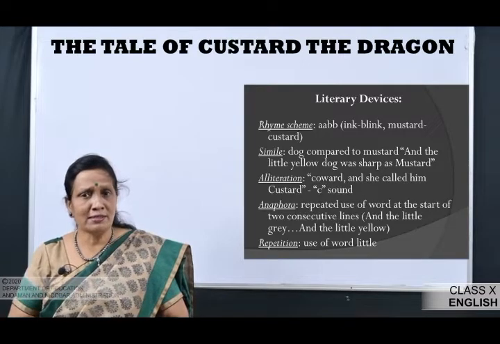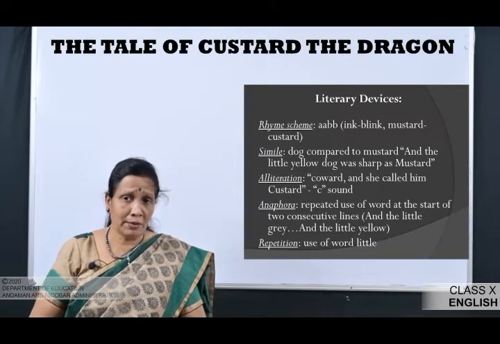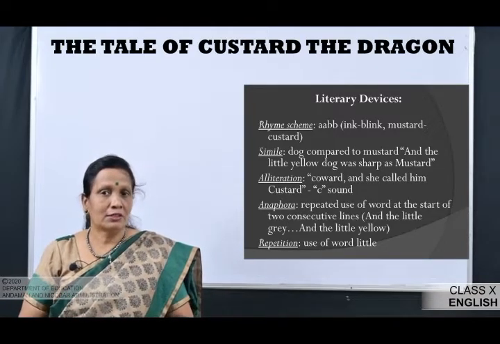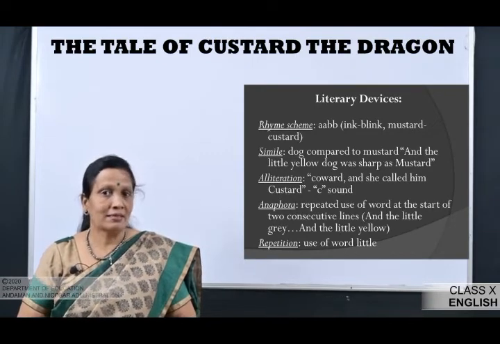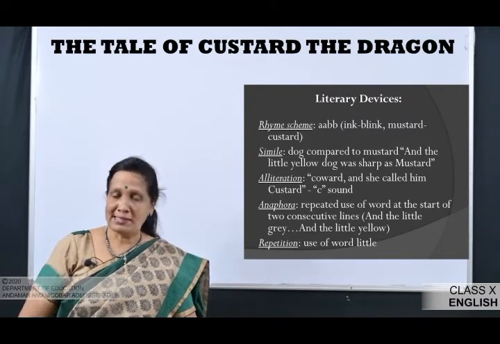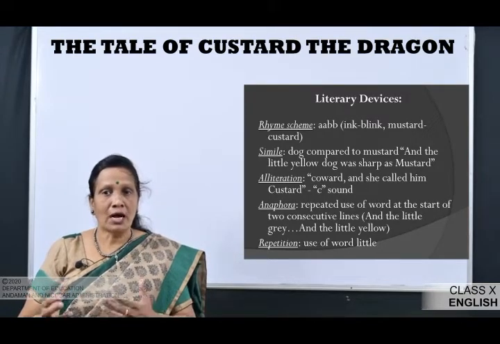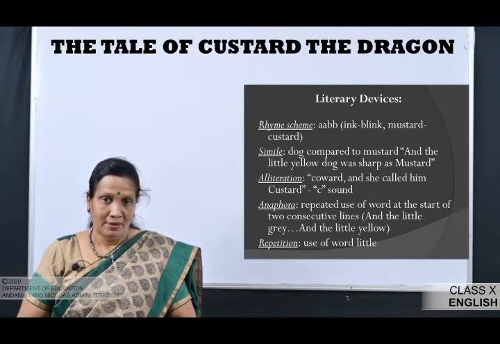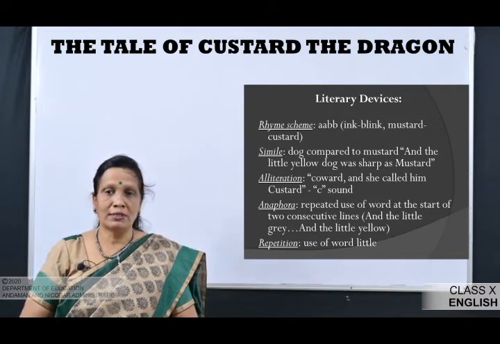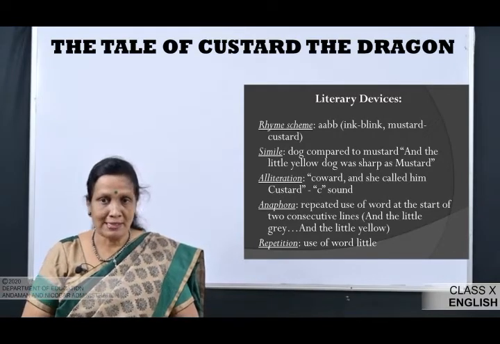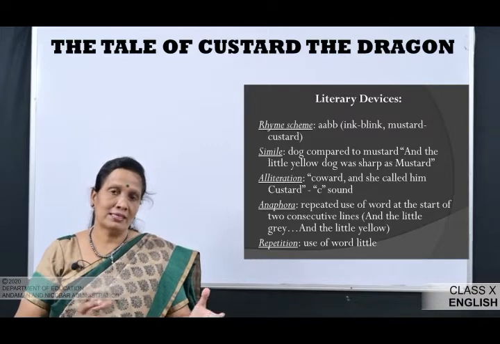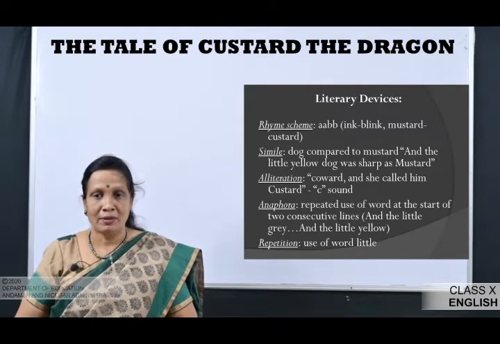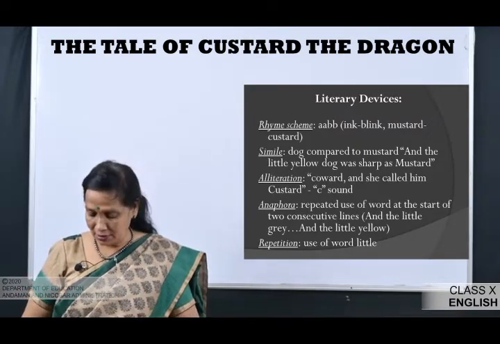Now the literary devices, the rhyme scheme is again AA, BB: Ink, Blink, Mustard, Custard. Similarly, the dog has been compared to mustard: the little yellow dog was sharp as mustard. Alliteration: coward, and she called him Custard. Coward and Custard. Anaphora, a repeated use of the word at the start of two consecutive lines: and the little grey and the little yellow. So, "and the little" has been repeated in two consecutive lines. Repetition, here the use of the word little.